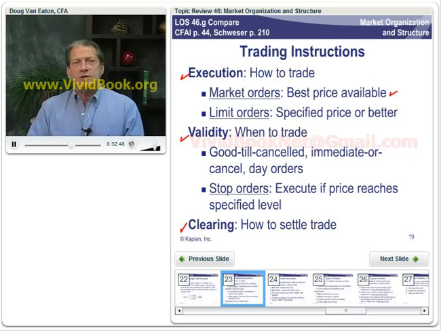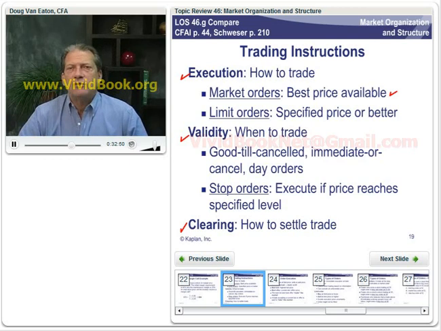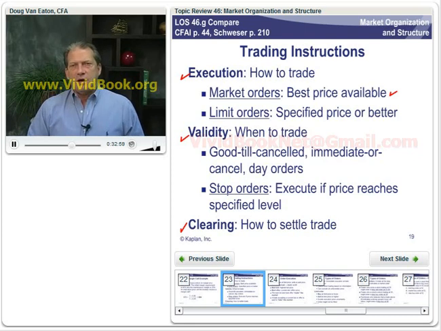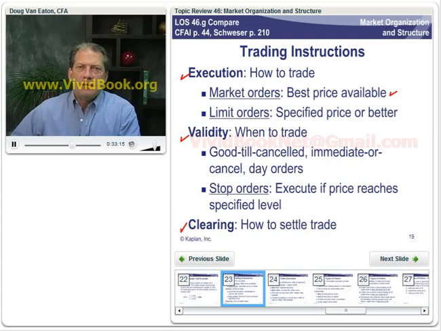The validity instructions on an order tell your broker when to trade. Now, for example, a limit order can be good till canceled. It can be fill it immediately or cancel it, sometimes called a fill or kill order, or we could just have a day order. If it's not executed during that trading day, then the order ceases to exist. It's just good for that one day. Stop orders execute if price reaches a specified level. And that comes from the stop-loss terminology, so we'll talk more about that.